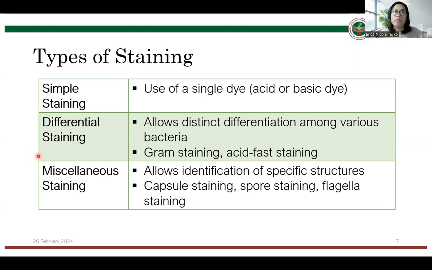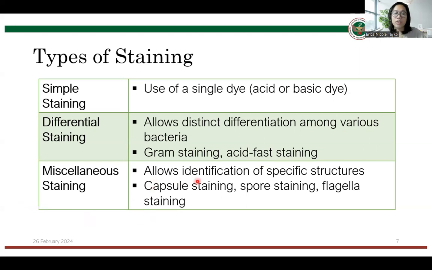Another type of staining, so when we say differential staining, you try to differentiate different types of bacteria based on their reaction to the staining technique that you perform. Some examples of this that you already encountered as well are number one, your gram staining technique, and then your acid fast staining. When you perform your gram staining, you try to distinguish between gram positive and gram negative bacteria. Pag naman sa acid fast staining, you distinguish whether the bacteria is an acid fast bacteria or a non-acid fast bacteria.